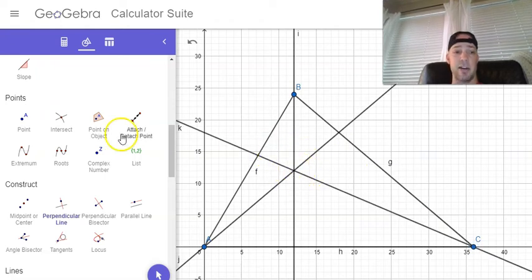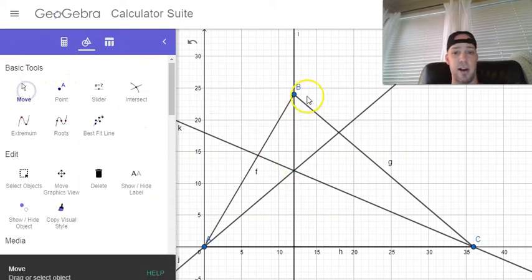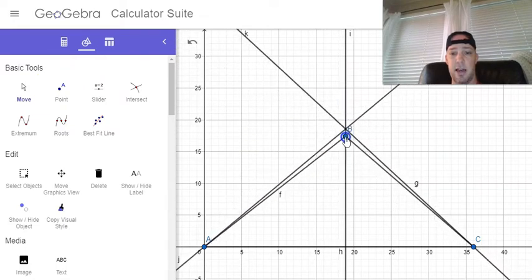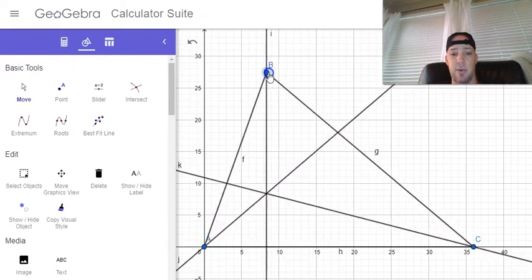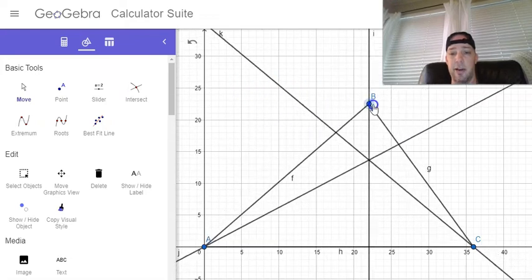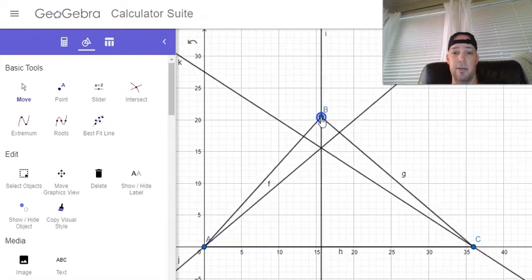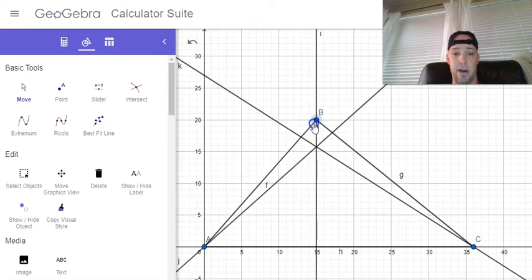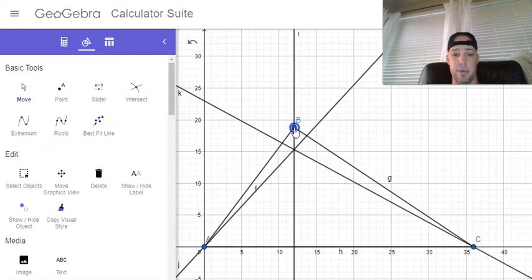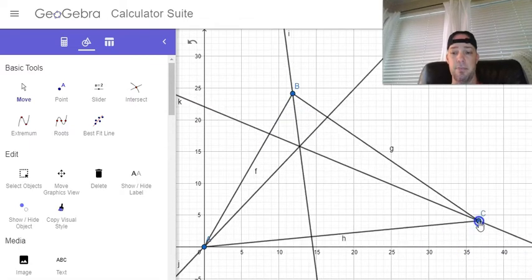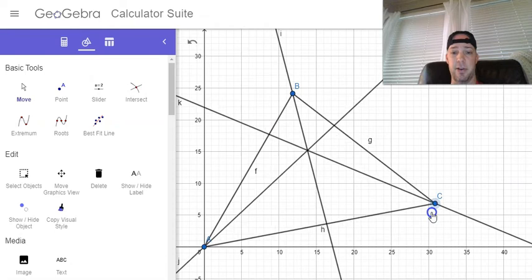I do see they are definitely concurrent here, and it's at the coordinate (12, 12). These are counting by ones here, so 10, 11, 12. Let's see if I can drag some of these around and see if it still stays concurrent. Yep, no matter where I put this, we can literally see that all three altitudes are always going to meet at the same point. That is actually kind of fun to do. If I move this one around, we still see that they always meet at the same point.